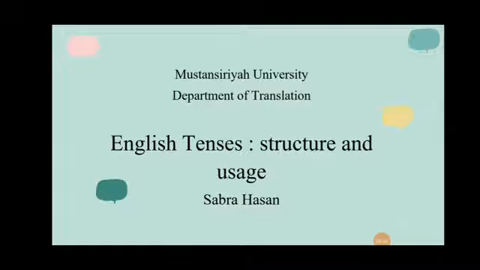Hello everyone. Today we will be diving into the fascinating world of English tenses. Tenses are essential in understanding and communicating effectively in English. They allow us to place actions and events in time, giving our language clarity and depth. We will cover the three primary tenses: past, present, and the future, along with their various forms.